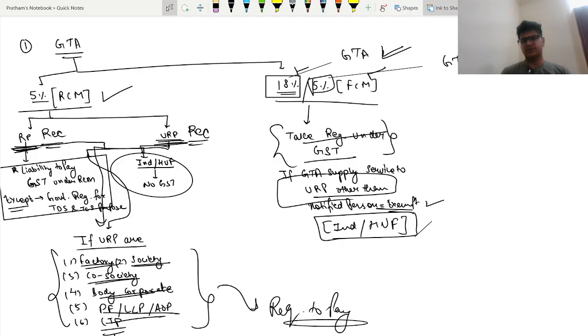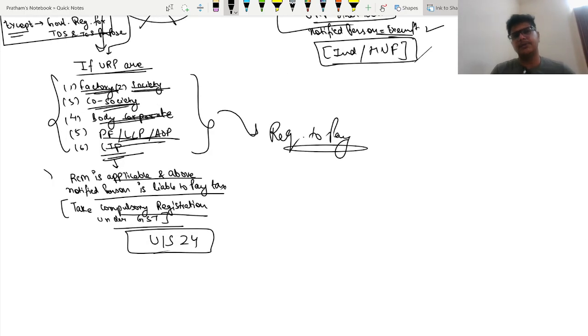In case the GTA opted for RCM and he supplies to an unregistered person, there is no GST applicability. You can see here no GST is applicable in case of individual and HUF. But if he supplies to an unregistered factory, society, cooperative society, body corporate, LLP, or partnership firm, then RCM is applicable on the notified recipient. Such an unregistered factory, cooperative society, society, body corporate, or partnership firm has to get registration under GST and has to pay GST.